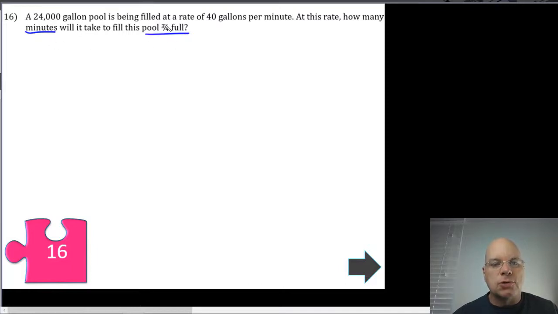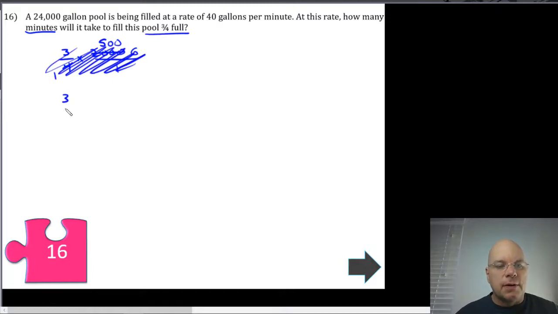So we're comparing minutes to gallons. We just need to figure out how many gallons that is. 3/4 of 2,000 gallons. 4 divided by 4 is 1. 2,000 divided by 4 is 500. So that's not 2,000 gallons. I just made that up. 3/4 of 24,000 gallons.